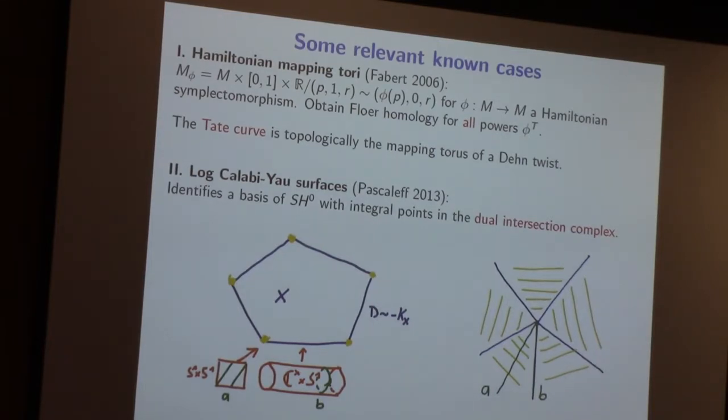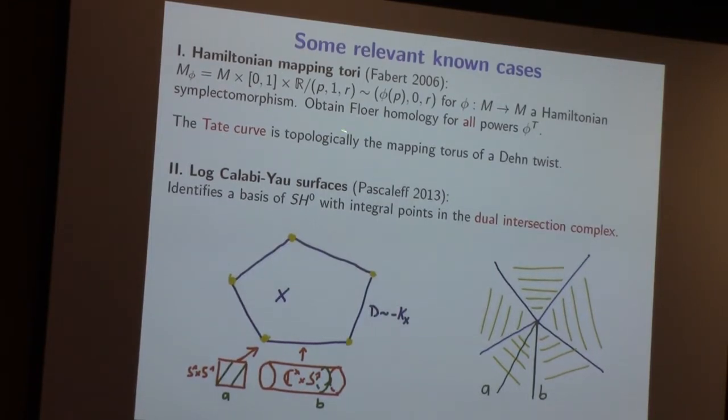Unfortunately, the situation you're interested in is not very well covered in the literature. And I think that these are the only two cases that come close to what you would need. There's some early work, somewhat older work by Oliver Fabert, his PhD thesis from 2006, about Hamiltonian mapping tori.